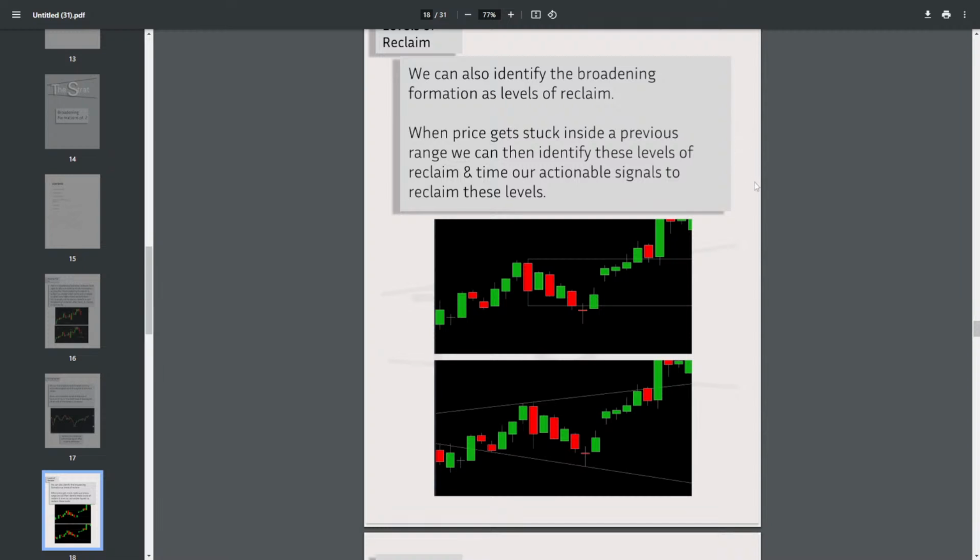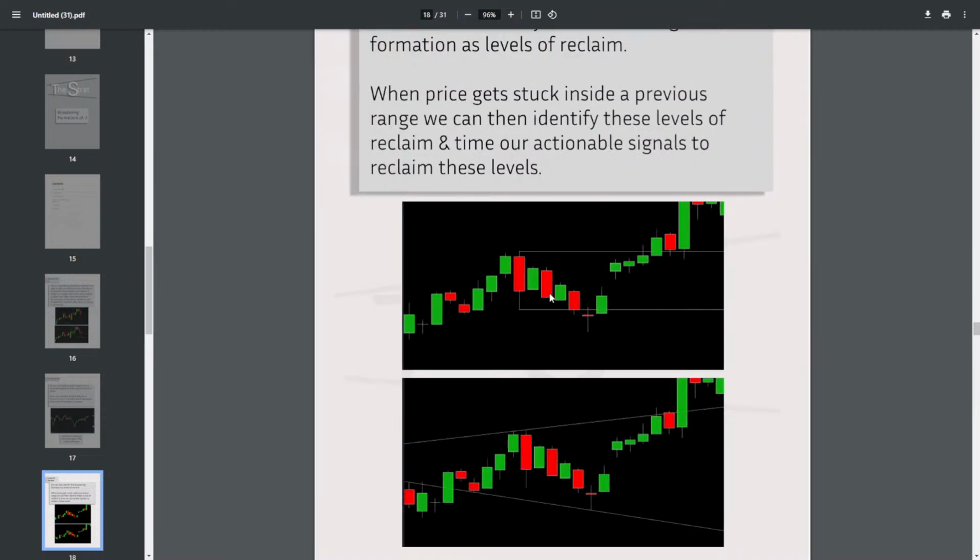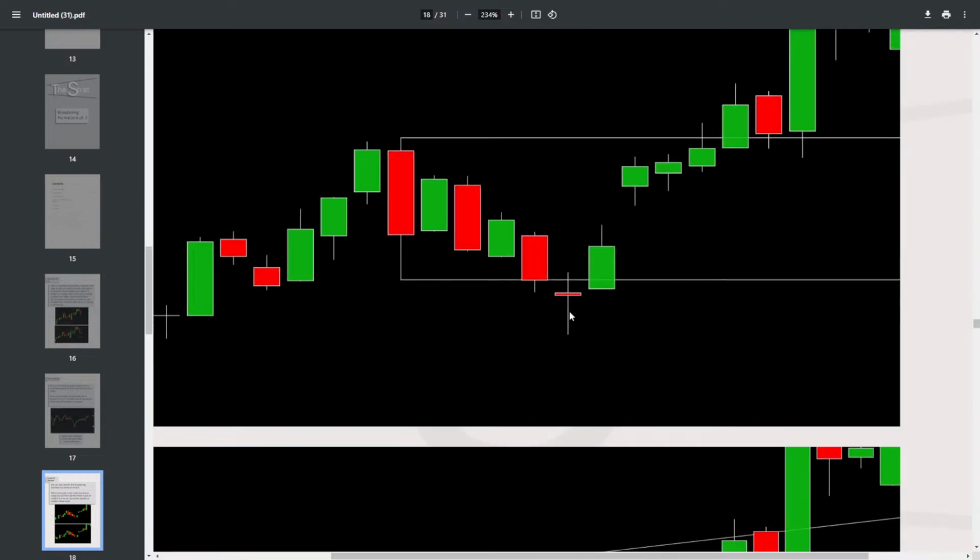So another way we can identify the broadening formation is as levels of reclaim, since we know if price fails one side of a range, it's going to attempt to test the other side. When price is stuck inside of a previous range, we can use levels of reclaim and time our signals on the reclaim levels, and it's the same concept. So in this case, you'll notice the mother bar, these 3 bars completely stuck inside of this. And this is why the mother bar is very important. We have a 3, and then this is all a 1 stuck inside.